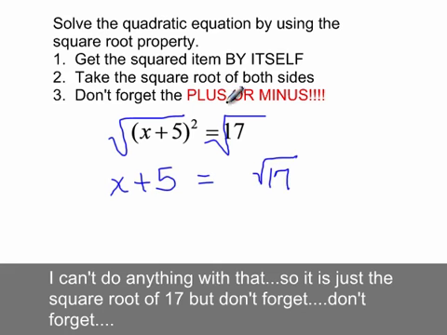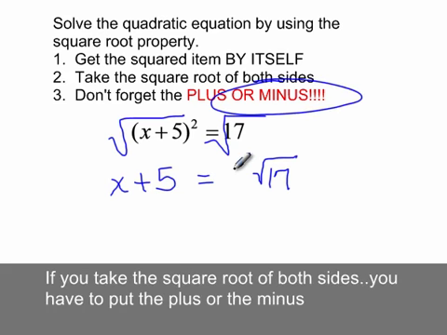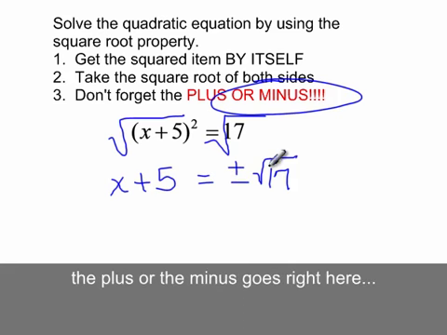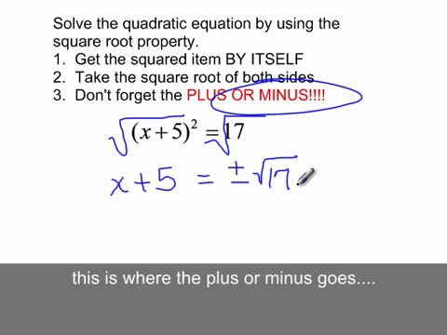But don't forget, if you take the square root of both sides, you have to put the plus or the minus. The plus or the minus goes right here. This is where the plus or minus goes.